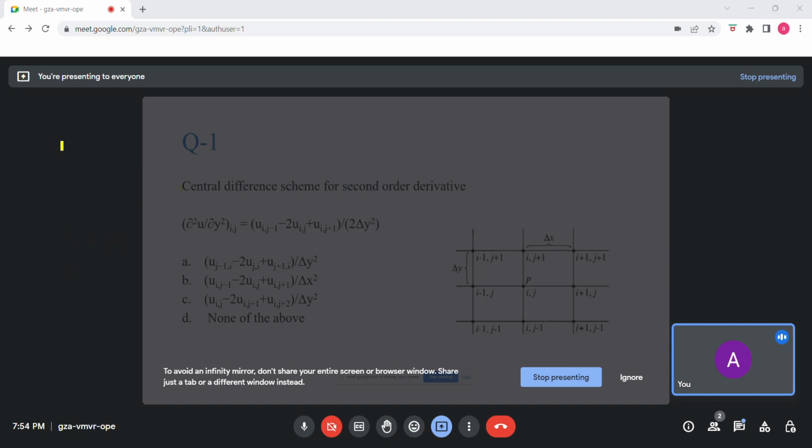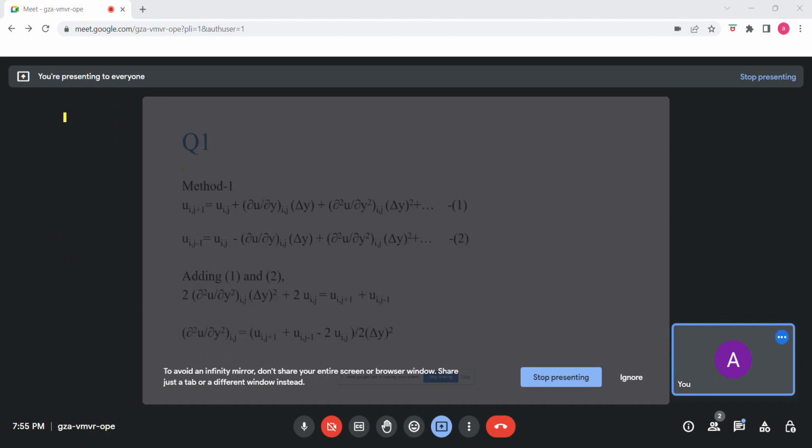Using central difference scheme for the first order and second order partial derivatives, we get the following equations. Answer D, the answer is none of the above. So how is it, we got 2 methods. The method 1 is Taylor series method, and from this we get approximations for 2 and we add that and we obtain the final equation.